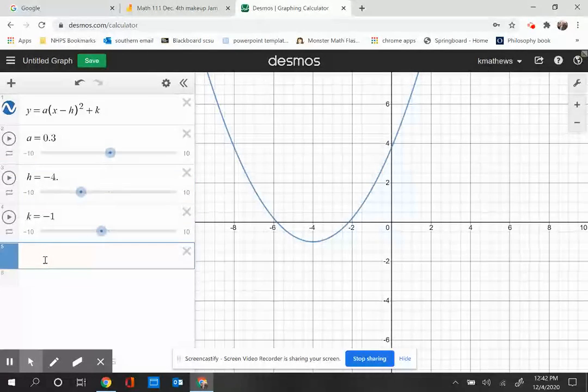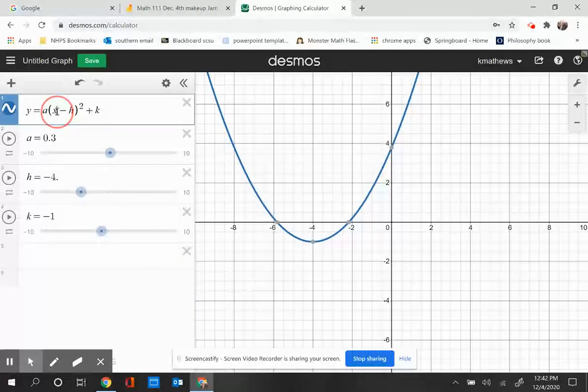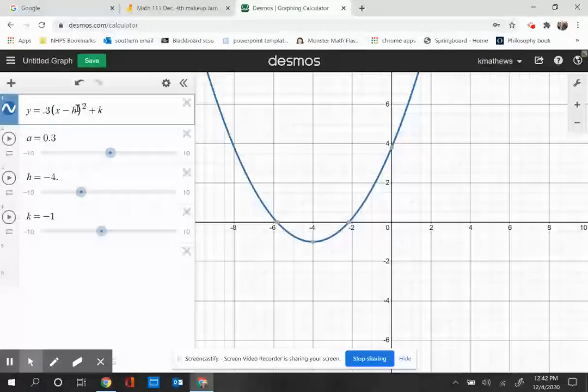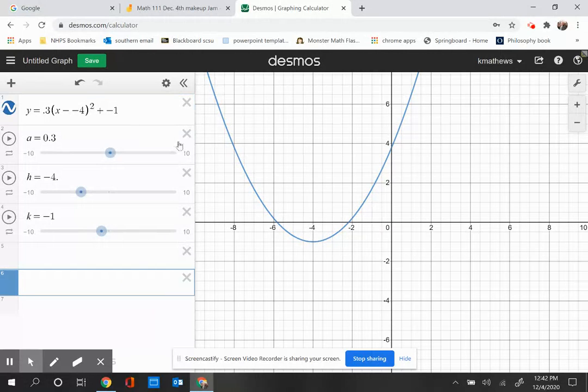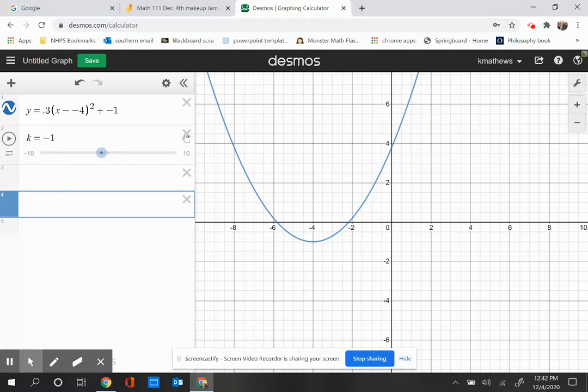All right, so now I'm going to write the equation for the parabola. So I'm going to put my 0.3 for A. I'm going to put my -4 for H. Two negatives, that's okay. Actually, two negatives makes a positive. I'll put -1 in for K. All right, so there's my parabola, and I can get rid of all these.